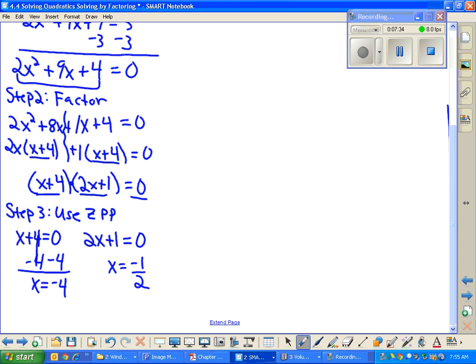To check, all you're going to do is take a moment to plug these back into the original equation and make sure that they work. So I'll go ahead and let you do that.